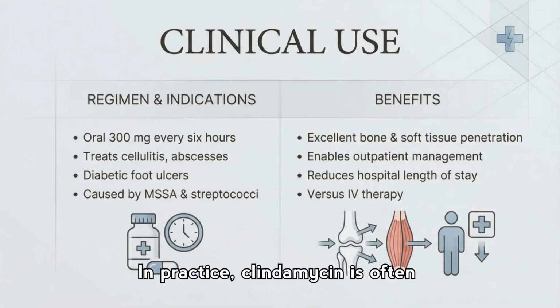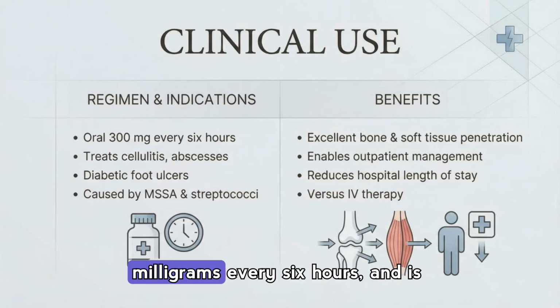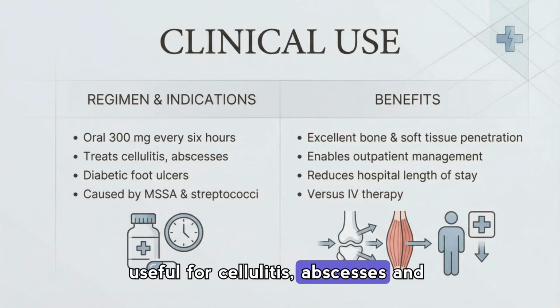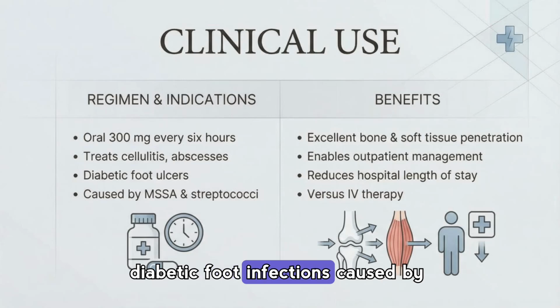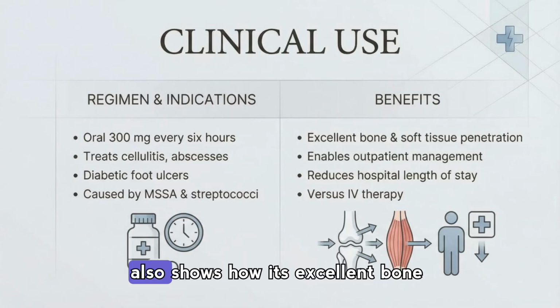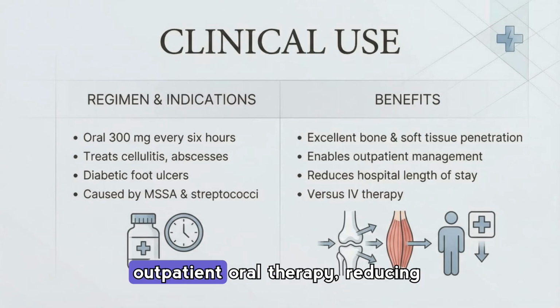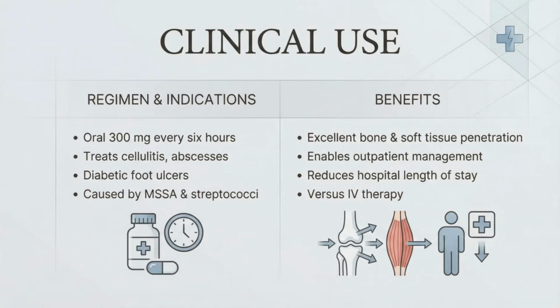In practice, clindamycin is often given orally, commonly 300 milligrams every 6 hours, and is useful for cellulitis, abscesses, and diabetic foot infections caused by MSSA and streptococci. The slide also shows how its excellent bone and soft tissue penetration enables outpatient oral therapy, reducing hospital stay, and providing a practical alternative to prolonged IV treatment.